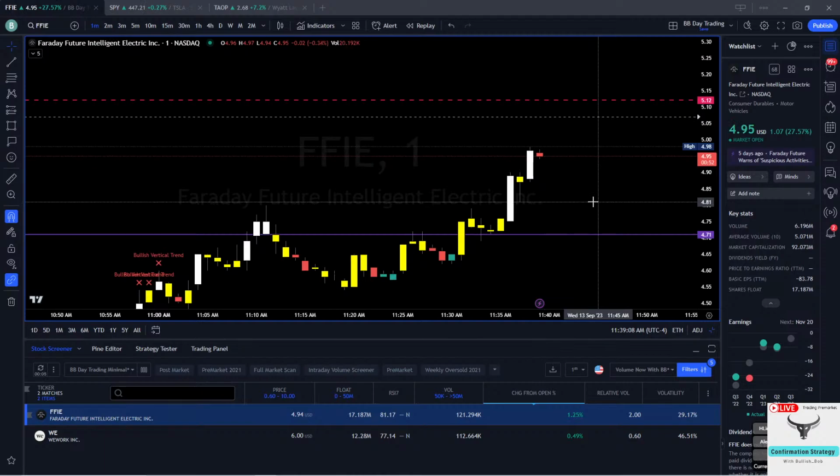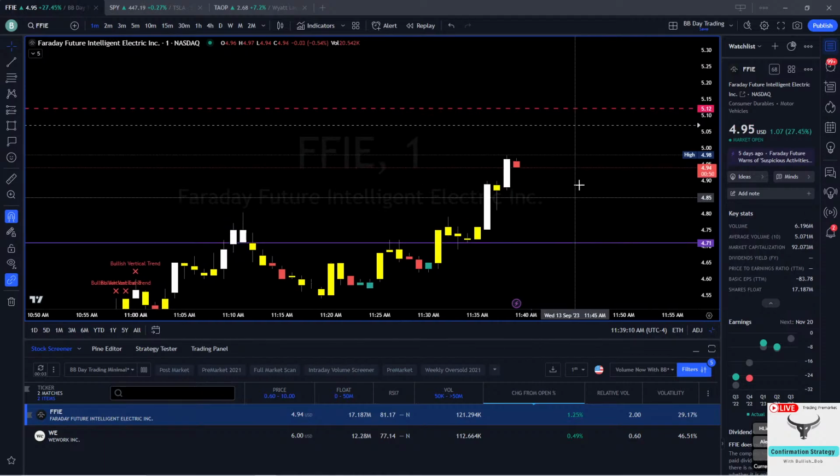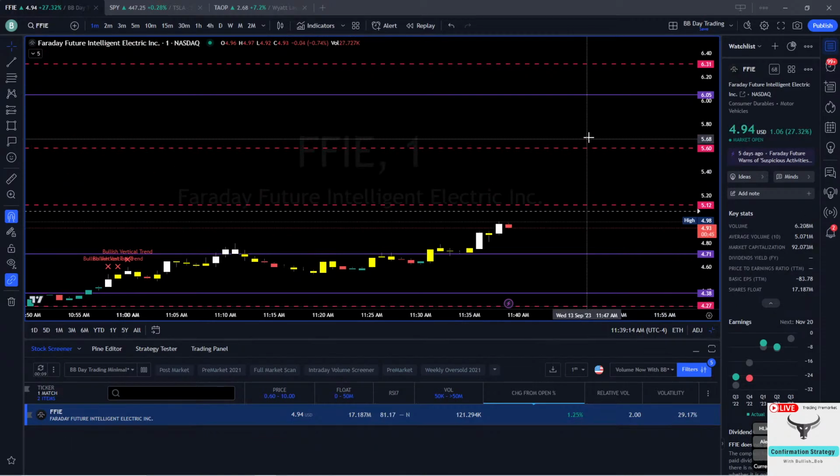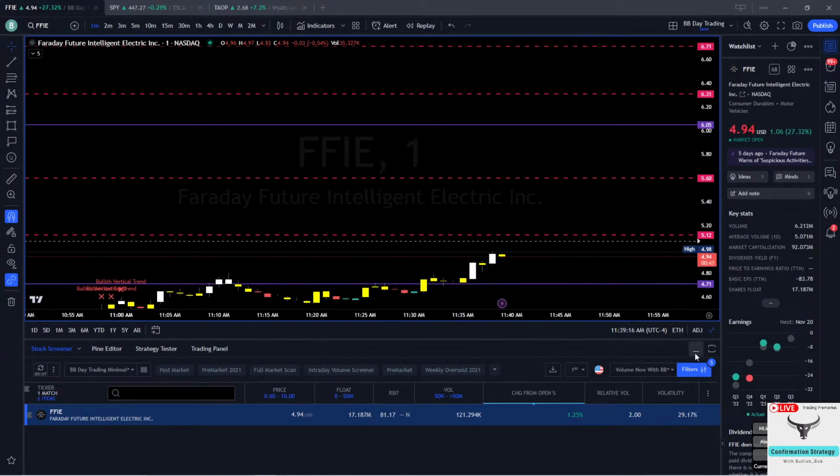If you're in, it's not a bad idea to lock in some of that profit. Above 5, we're looking at $5.12. Above $5.12, we've got $5.50, and then $5.60, $6.05.